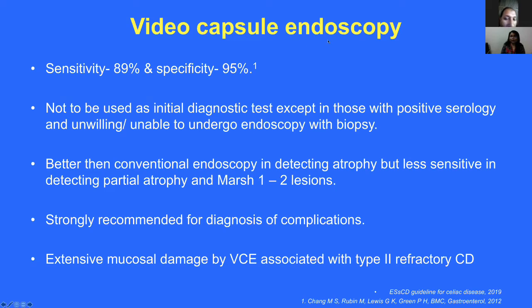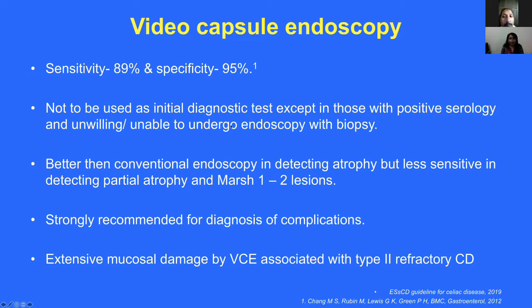Then comes the video capsule endoscopy, in which we give a capsule which has got an inbuilt camera. The capsule passes through the small intestine and takes multiple photographs, just like Holter monitoring. That has very high sensitivity and specificity. Although the test is very costly, this is not used as an initial diagnostic test, except in patients with positive serology who do not want to undergo endoscopy and biopsy. In those cases, this video capsule endoscopy can be done.